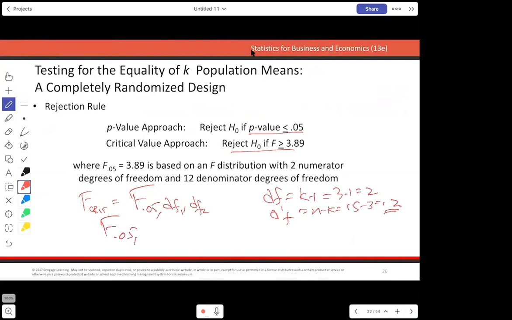So in other words, F.05 with 2 and 12 gives us our critical value of 3.89. And that is what we will use as our critical value. So if our F statistic is larger than 3.89, we will reject the null hypothesis. Or if the p-value is less than 0.05, we will reject the null hypothesis. All right? So in case you want to see how I get that 3.89, why don't I take a look at that for you? So I'm going to stop sharing. I'm going to go back to the table so you can see it.